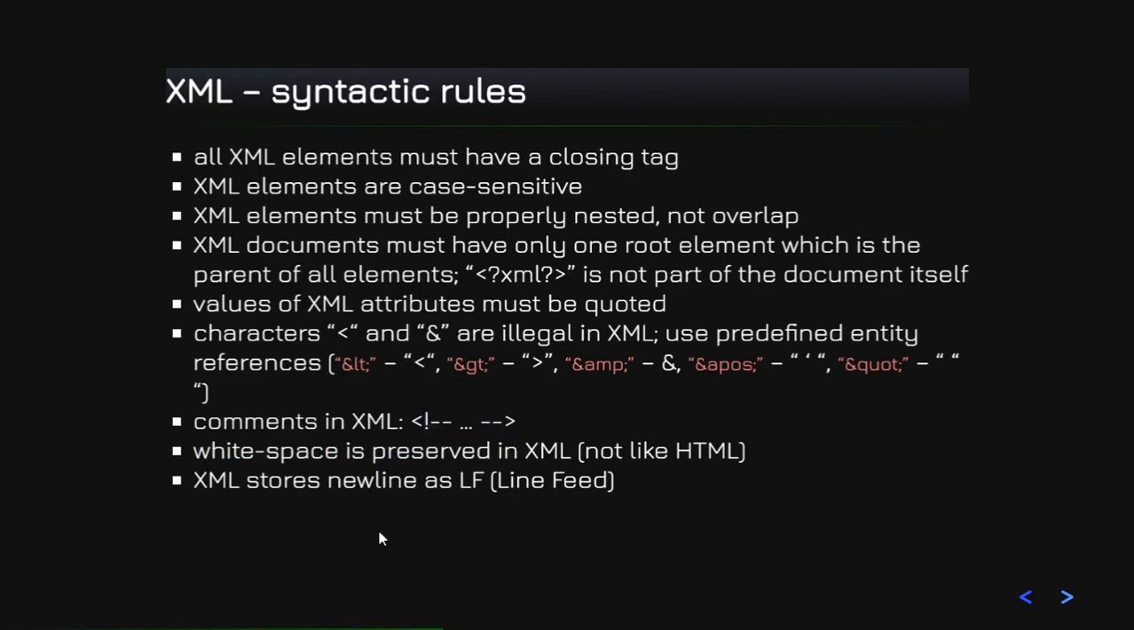Unlike HTML, whitespace is preserved in XML. Remember that in an HTML document, whitespace, space, tab, are preserved only in pre tags, but otherwise they are not preserved. But in XML they are preserved, and XML stores a new line as the line feed character, which is the character with the ASCII code 10.